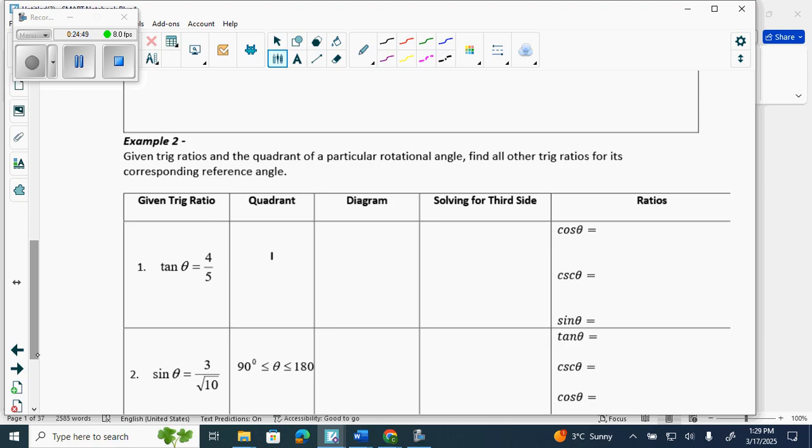So if I don't give you the quadrant, you actually have 2 different places it could be. So let's look at this first one. It says, given trig ratio. So now instead of the coordinate, I'm giving you a trig ratio. But trig ratios give you x, y, or r, right? They give you 2 of the 3. And the quadrant of a particular rotational angle, find all other 3 trig ratios for this corresponding reference angle. So we'll actually get the angle as well.